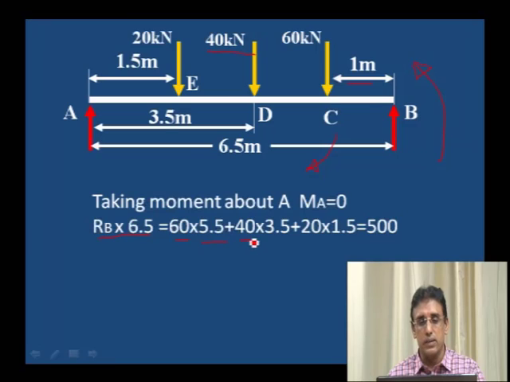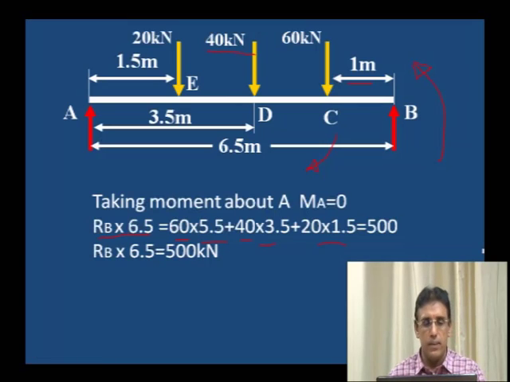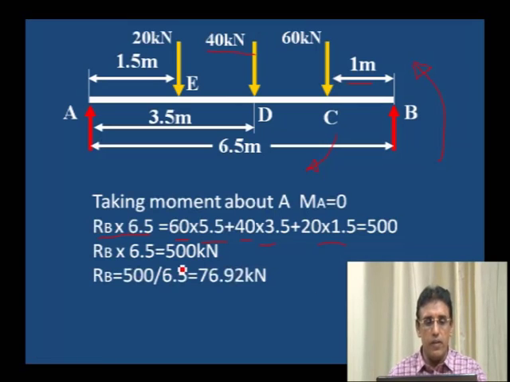Next load is 40, 40 into distance 3.5. 20 into 1.5. All these are negative moments, transferred to the right hand side, and on the left hand side is the moment due to reaction. RB into 6.5 is the moment due to reaction, and all other moments are due to the loads. If we equate this, we will easily get the RB value. RB is equal to 76.92 kilonewton.